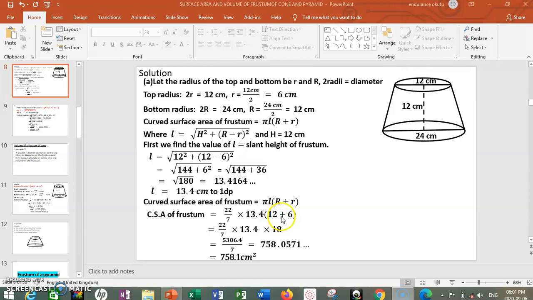The sum of 12 plus 6 gives us 18. When we multiply 22 times 13.4 times 18, it gives us 5306.4. When we divide by 7, it gives us 758.0571, and so on. We will take our final answer to 4 significant figures, or 1 decimal place. We have it as 758.1 centimeter square.